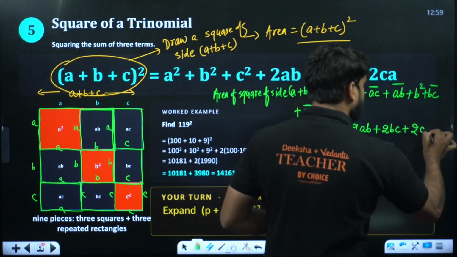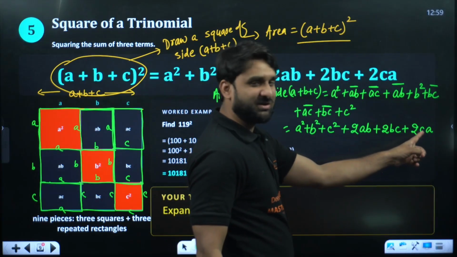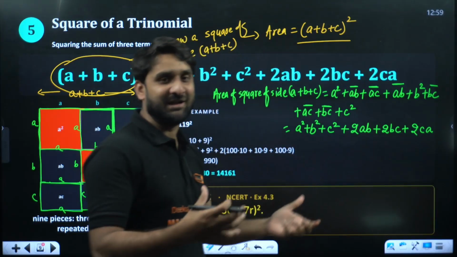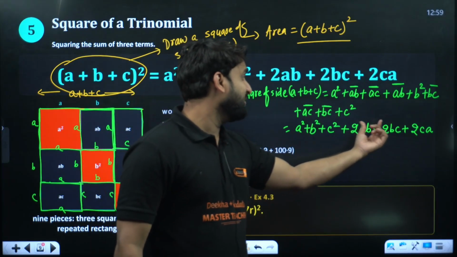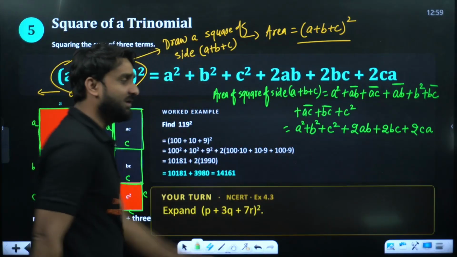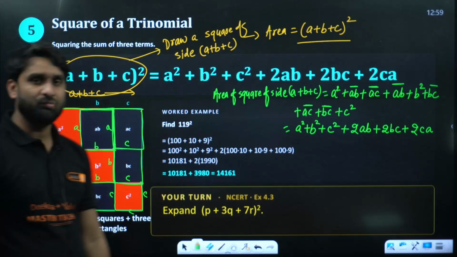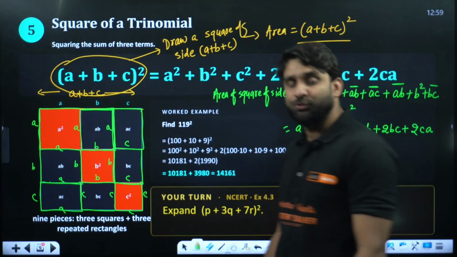We can also write 2CA, because if we start this expression with C, it will end with C, so it will look a little more relatable and easy to memorize. So A square plus B square plus C square plus 2AB plus 2BC plus 2CA. Now can you see here? The same identity is there. Hence proved. I hope you guys have understood.